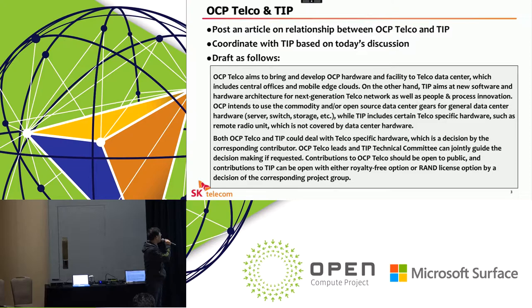I think the main difference is that in OCP, everything is fully open, to the spec level. Every detail about the proposals is on the web, and all the discussions are through the mailing list. There is no private communication. We are focused on open source data center gear for general data center hardware, while TIP has certain hardware that is not squarely in the OCP realm, such as a remote radio unit and certain specifications that are more wireless.